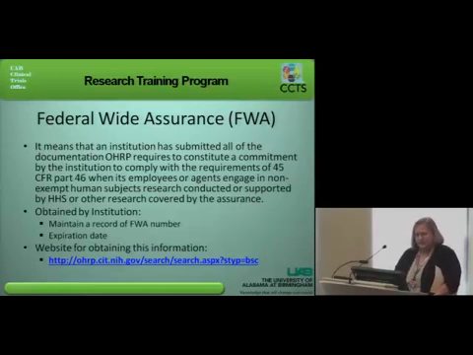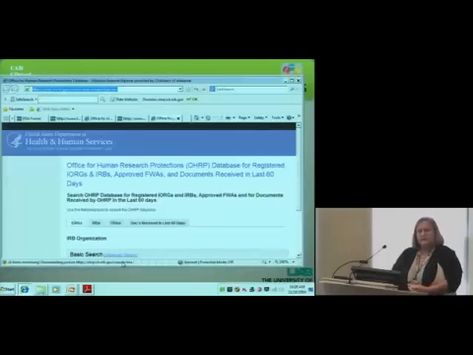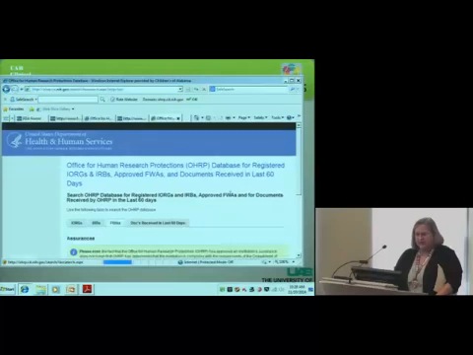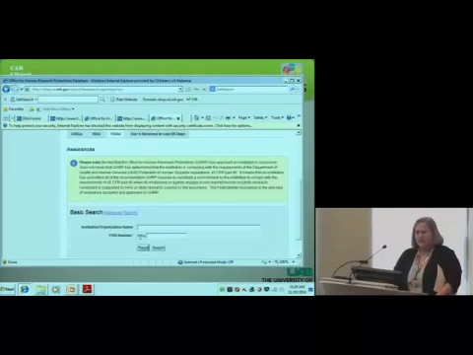Another way you can look up your FWA number is to go directly to the OHRP website. You can go to the OHRP website and pull up your assurance, but you have to know your number exactly. If you don't know what your number is, you have to know how it's listed in their database. So if you type in something and it doesn't come up exactly like what you think it's going to be, just make sure that you do a few searches.